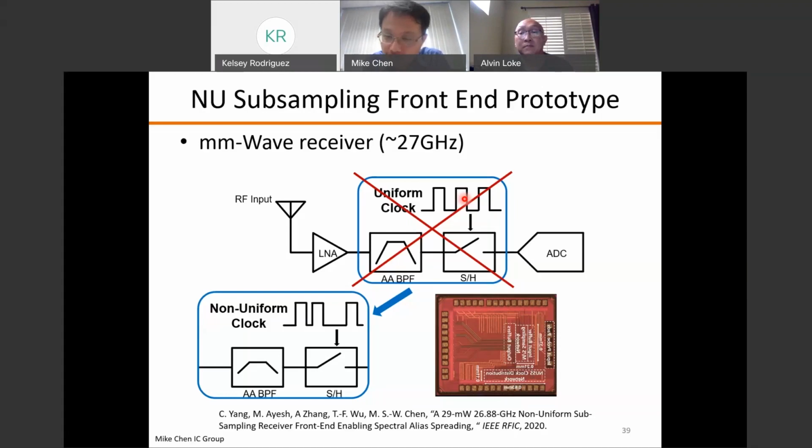I just look at these 1956 papers, and I don't understand why non-uniform sampling is nowhere compared to uniform sampling, right? And I think because of technology scaling, as Alvin just pointed out, I really think that we have a shot here in our generation, right?